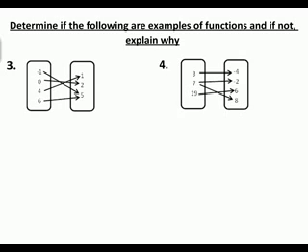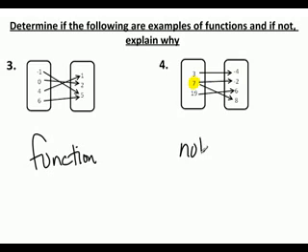All right, so let's look at our mapping. This might be a little bit easier to tell. Let's look. Input goes to 1, input goes to 1, input goes to 1, input goes to 1. So this would be a function. If I look over here, I have a problem. My problem lies right here with this 7. This 7 goes to a -2 and to an 8. Because it has two different outputs, this is not a function.